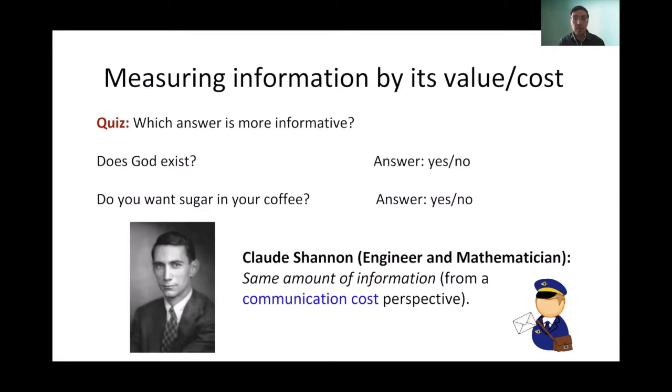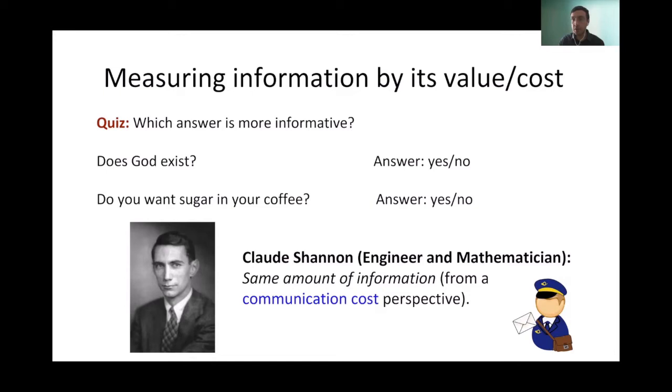So here I want to discuss the answer that Claude Shannon gave to this question. Claude Shannon was an engineer and a mathematician, and he was thinking from an engineering perspective, from a communication cost perspective. So his answer was, they have the same amount of information, both questions. The answers to both questions have the same amount of information.